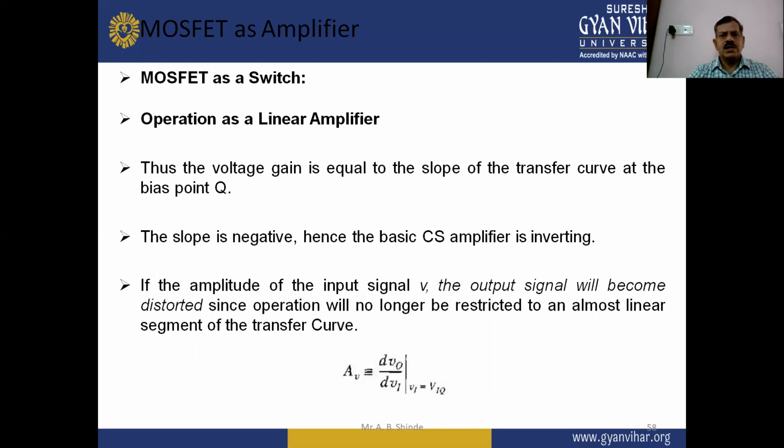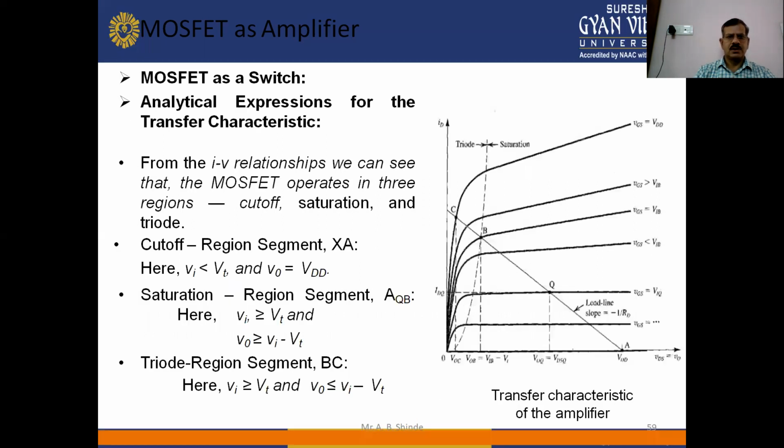So the voltage gain is equal to the slope of the transfer curve at the bias point Q. The slope is negative, hence the biased CS common source amplifier is inverting. If the amplitude of the input signal Vi is increased, the output signal will become distorted, since operation will no longer be restricted to an almost linear segment of the transfer curve.